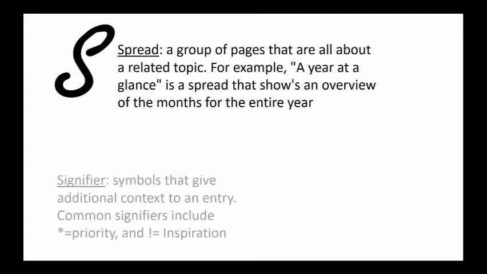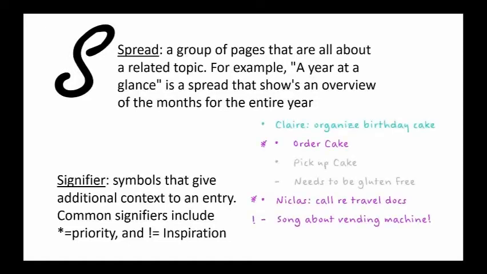After spread, we have signifiers, and this is really important as well. They are symbols that give additional context to an entry. So remember back to the bullets, it could be a circle or a square. If I saw a circle and I saw a star, I might know it's a priority event, or I might know that I'm inspired for the task I'm going to be working on. These are what some signifiers can look like.